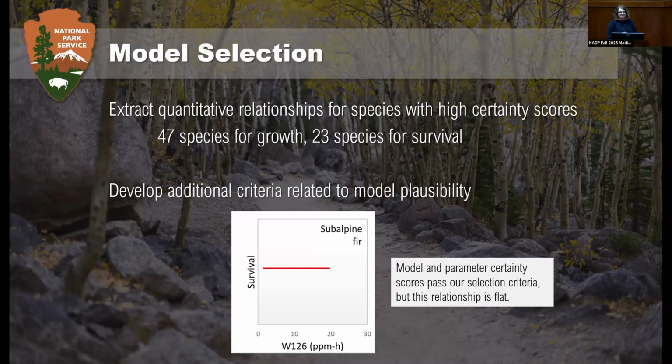We're also going to develop additional criteria as we go through these models related to model plausibility. This is the relationship of subalpine fir to survival. This is what my statistical professor called a facial trauma test, which is it hits you right in the face. This is not a significant model. Like, the model and parameter certainty scores pass our selection criteria, but really, when you take the survival rates over the range in which subalpine fir actually occurs and calculate it out to an absurd 9 decimal points, it really does not vary in survival at all over the range in this model.